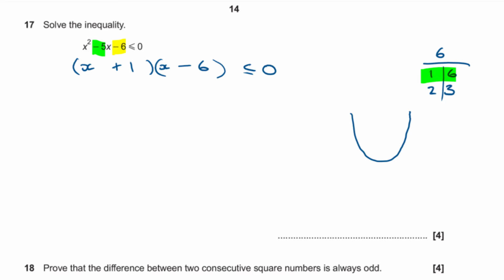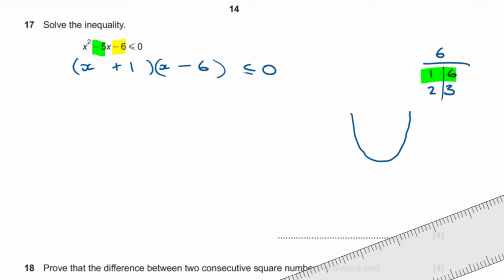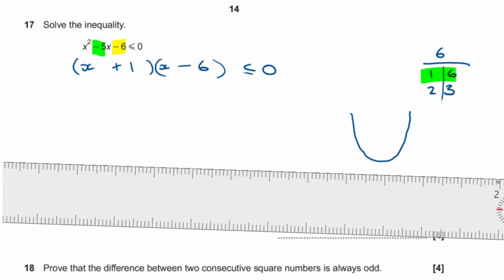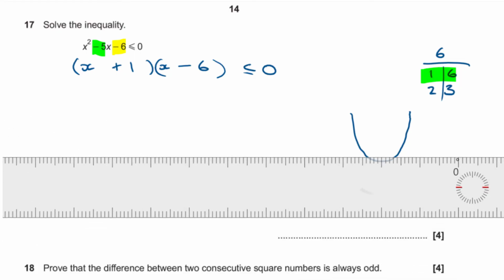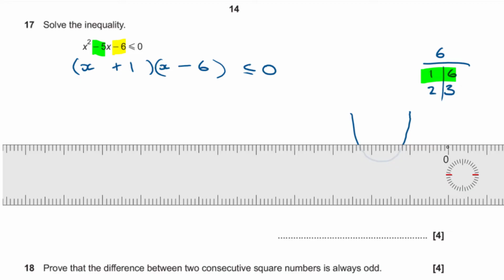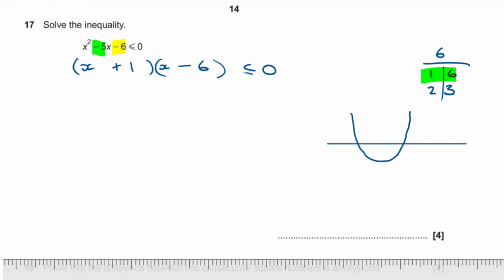Okay, and then this particular parabola is going to have 2 roots, which we've just kind of worked out, haven't we? So the one on the left, x plus 1, that's going to give you a root of minus 1, and x minus 6 is going to give you a root of 6. So this graph is going to look something like this.